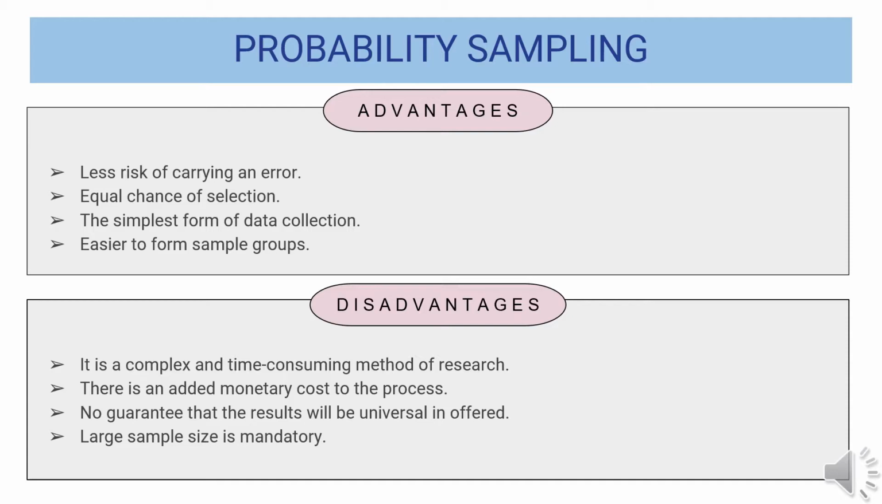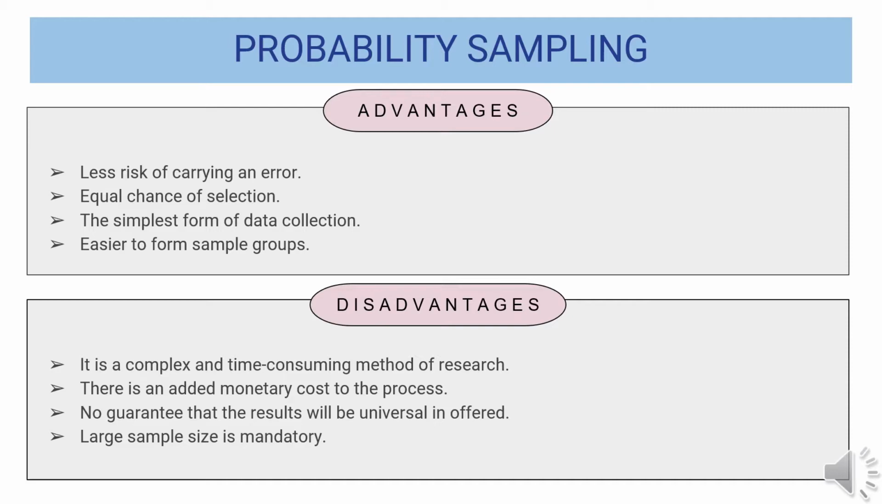Okay, the advantages of probability sampling. The first one is it has less risk of carrying an error. The second one is equal chance of selection because, as I mentioned before, it has the same probability or fixed opportunity. The third one is the simplest data collection, and the last one is it is easier to form a sample group because, as I mentioned just now, it is randomly selected, so it is easy for us to form a sample group.